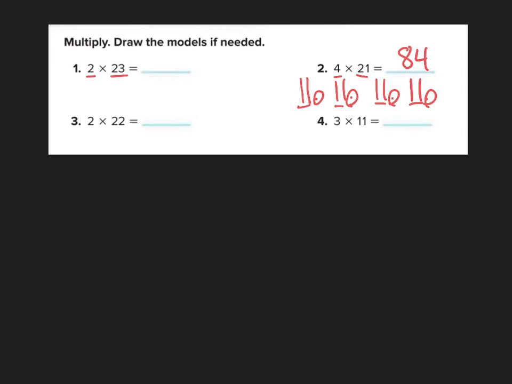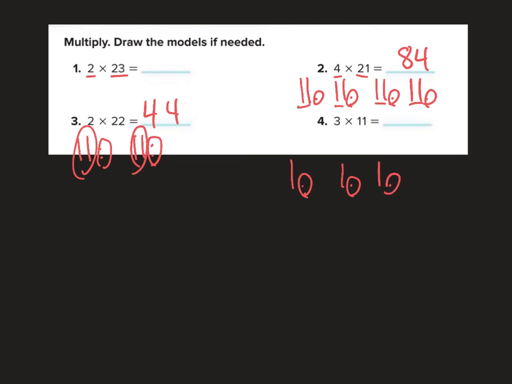Let's do 2 times 22. 2 groups of 22. So I've got 4 ones and 2, 4 tens. 44. 3 times 11. 10, 1, 10, 1, 10, 1. I have 3 groups of 11. So I've got 1, 2, 3 ones and 1, 2, 3 tens. All right, so that's not so bad, is it?